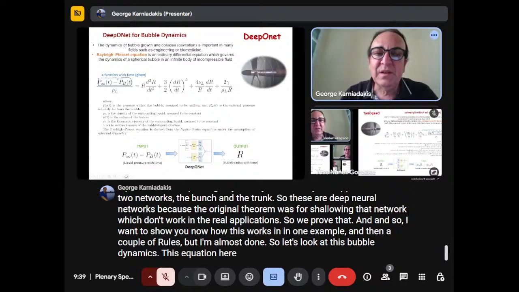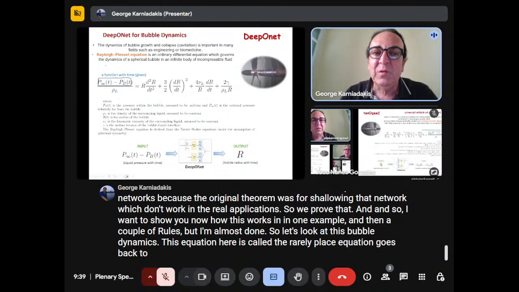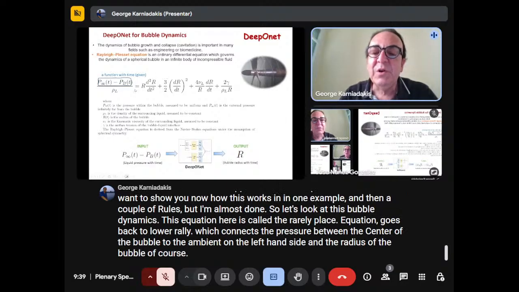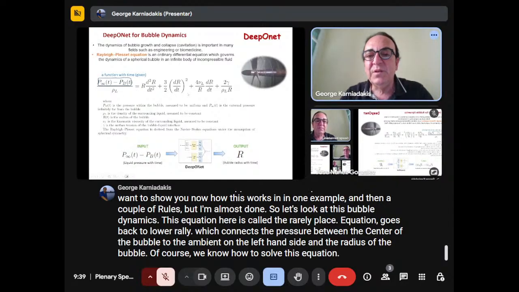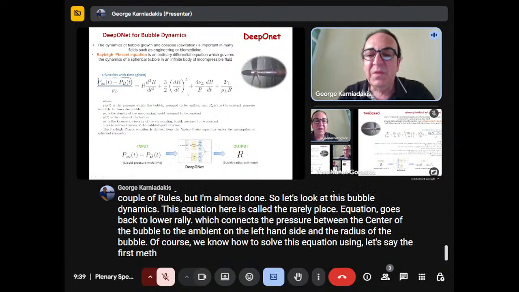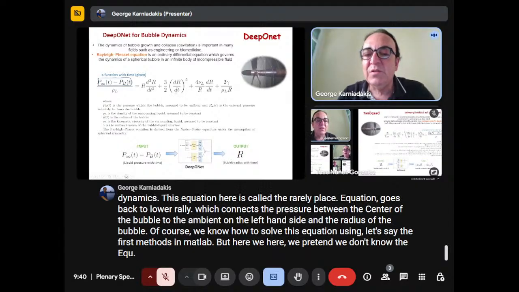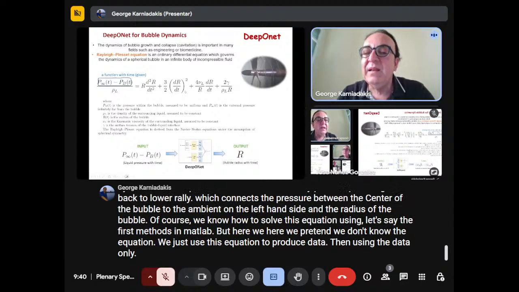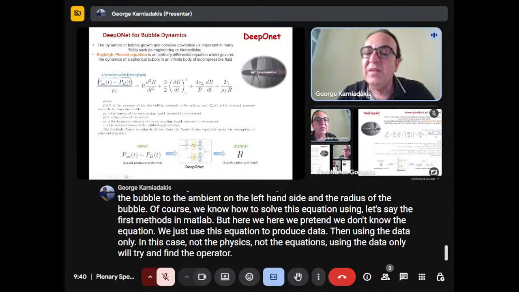This equation here is called the Rayleigh-Plesset equation. It goes back to Lord Rayleigh, which connects the pressure between the center of the bubble to the ambient on the left-hand side and the radius of the bubble. Of course, we know how to solve this equation using, let's say, finite difference methods in MATLAB. But here we pretend we don't know the equation. We just use this equation to produce data. Then using the data only, not the physics, not the equations, we'll try to find the operator. In this case, the operator is really this whole equation.